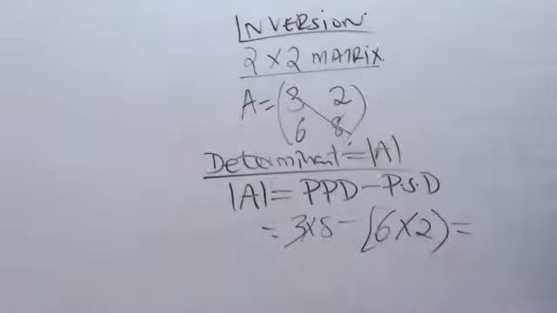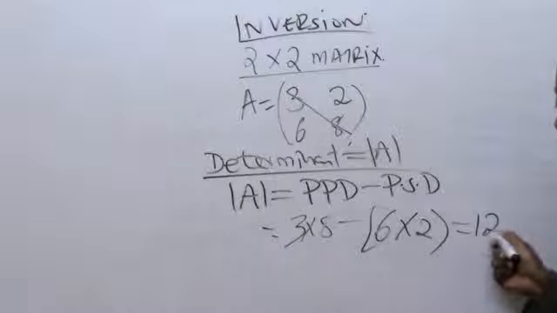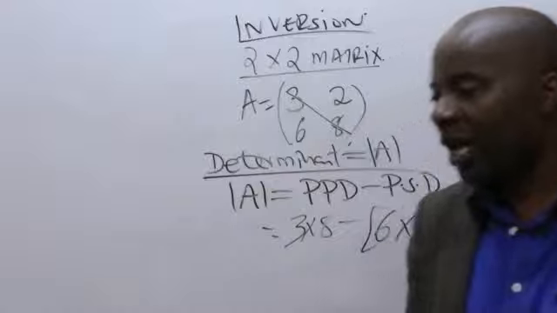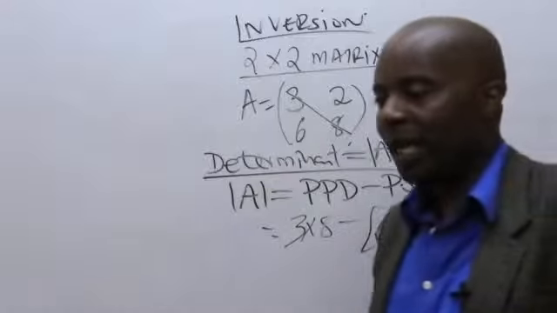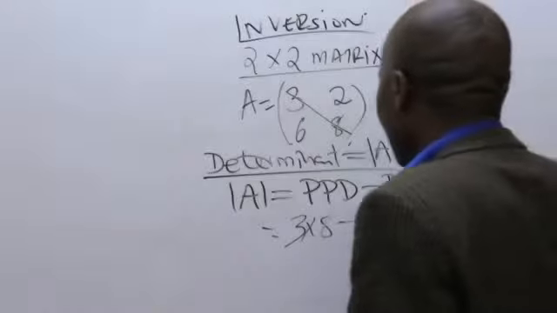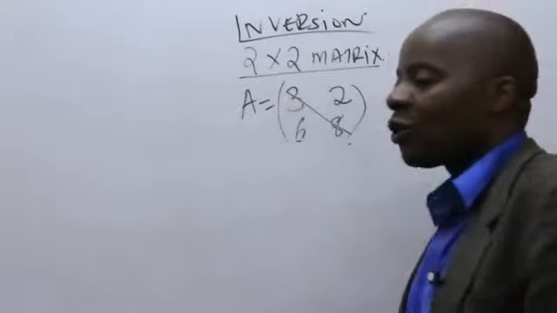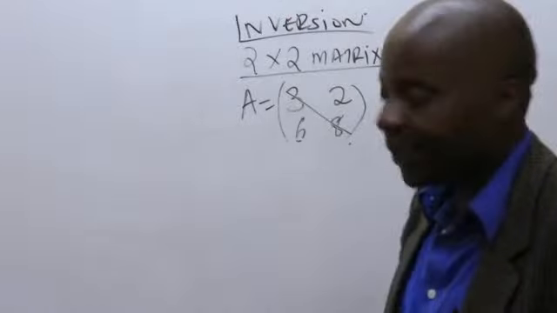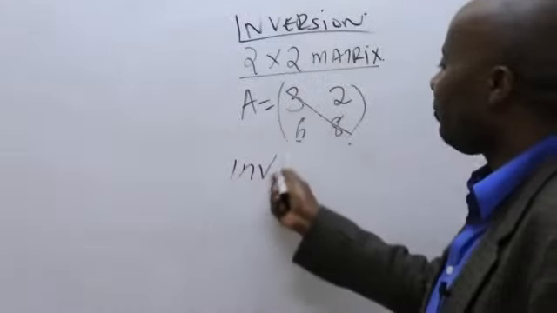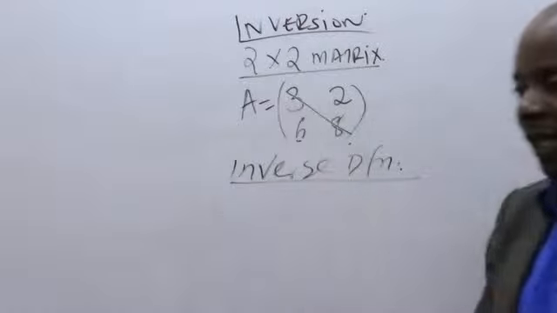What is our determinant? According to Benjamin Munyoki, we have 12. Mohammed has been able to confirm this figure. Ladies and gentlemen, having appreciated that the determinant is 12, what I need to do is to go to the next step, which happens to be the last step. The last step is what we call the inverse definition.